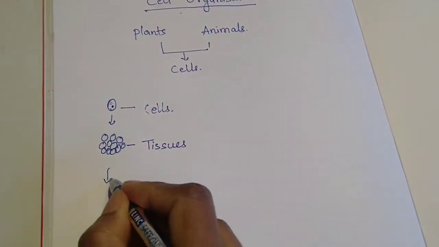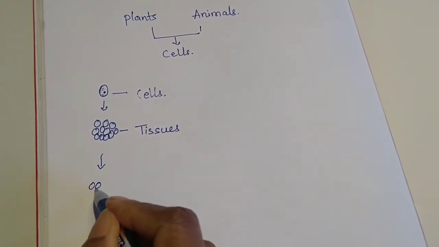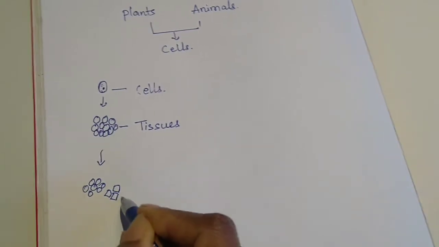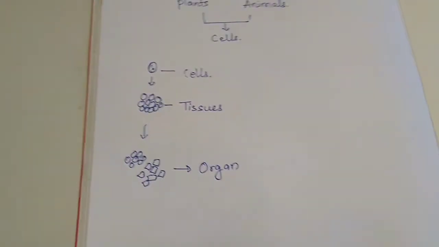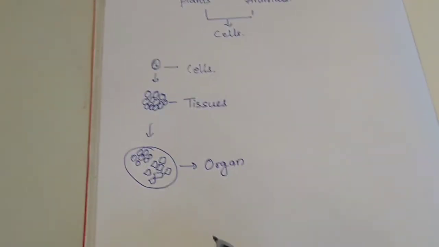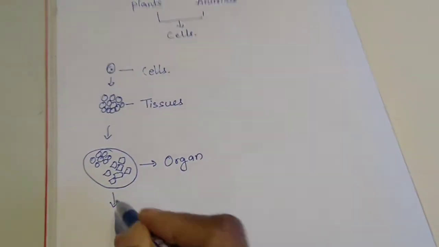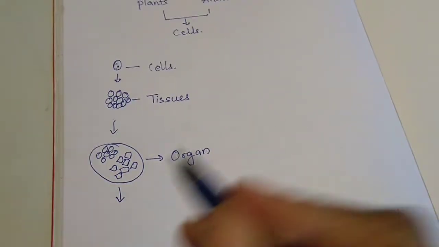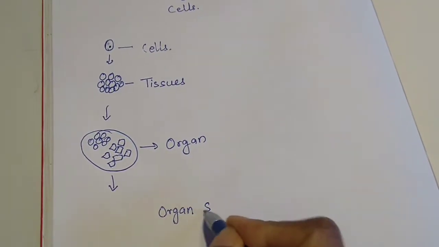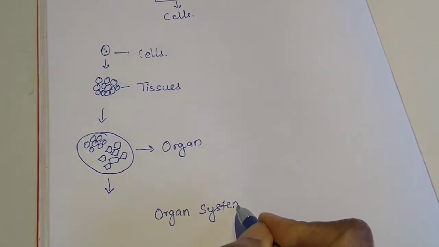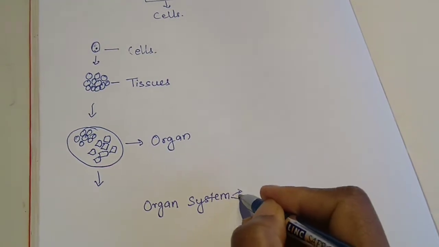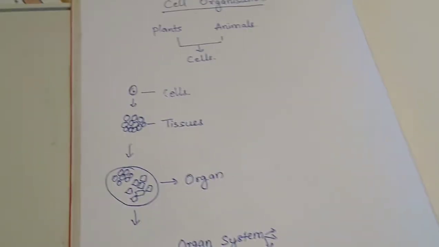Now these different types of tissues, if you'll see, they all again join together to form an organ. So different types of tissue together form an organ. Now these different types of organs will join together to form an organ system. Now let's take an example of any organ system. You know there are different types of organ systems. Let's take the example of animals.